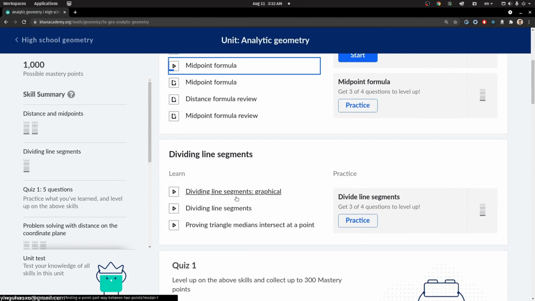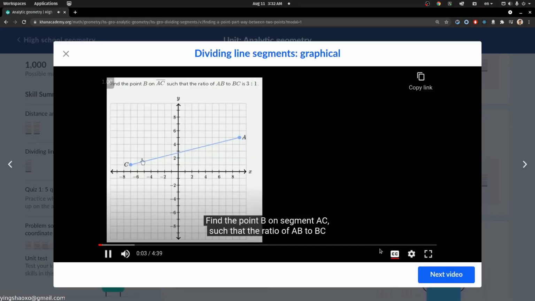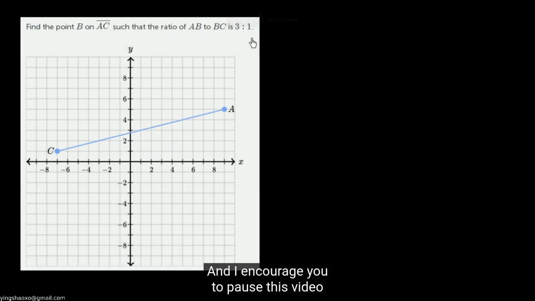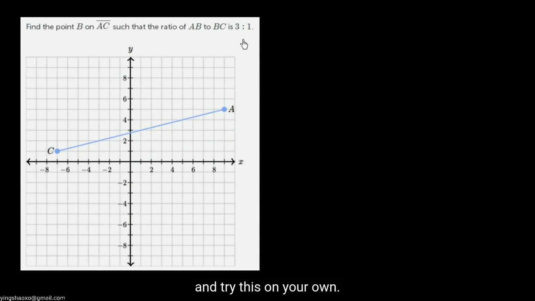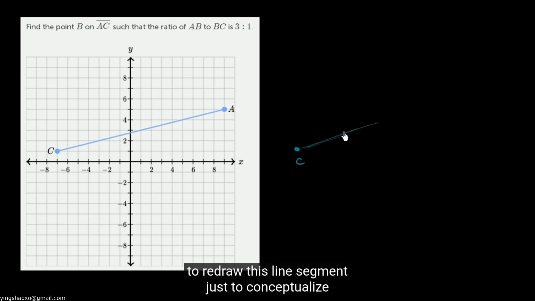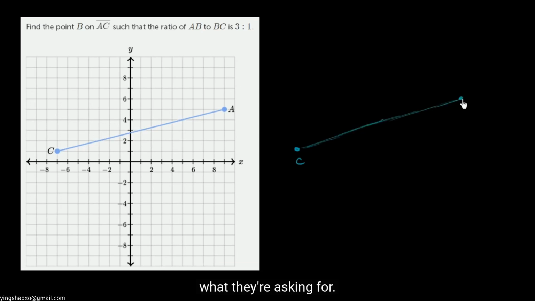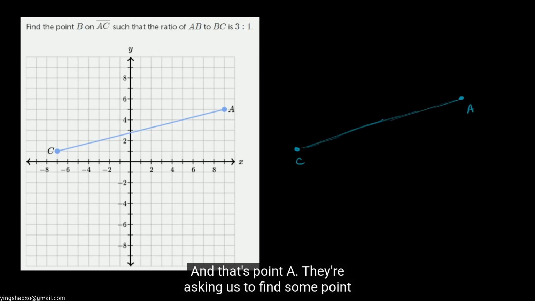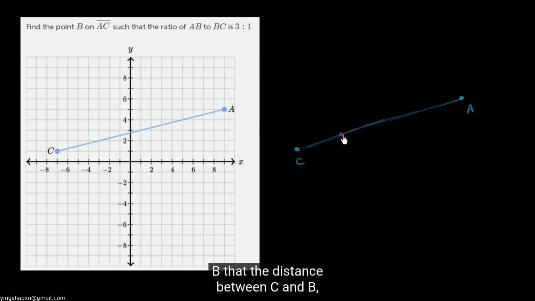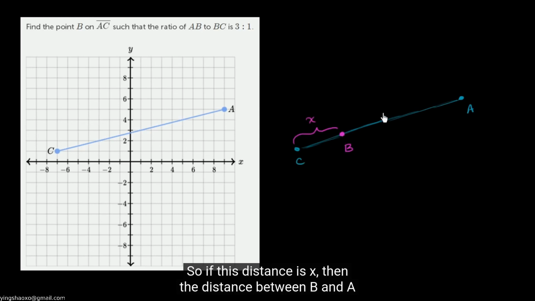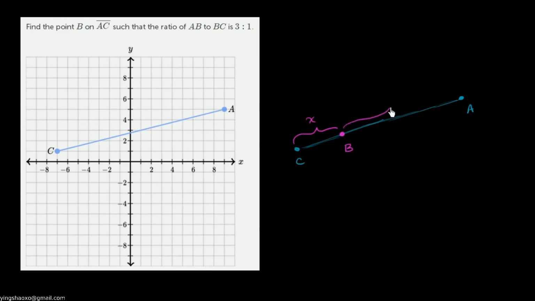Dividing line segments. Find the point B on segment AC such that the ratio of AB to BC is 3 to 1. And I encourage you to pause this video and try this on your own. So let's think about what they're asking. If that's point C, I'm just going to redraw this line segment just to conceptualize what they're asking for. And that's point A. They're asking us to find some point B, such that the distance between C and B, so that's this distance right over here, if this distance is x, then the distance between B and A is going to be 3 times that. So this will be 3x.